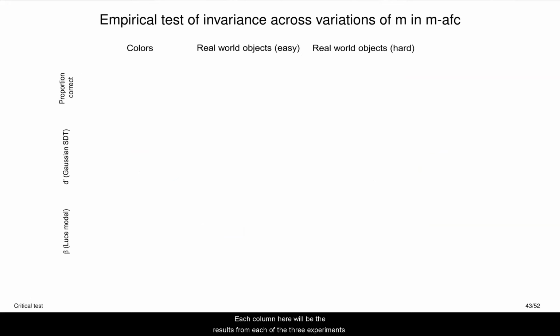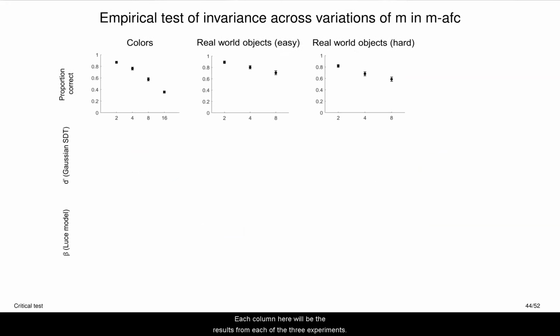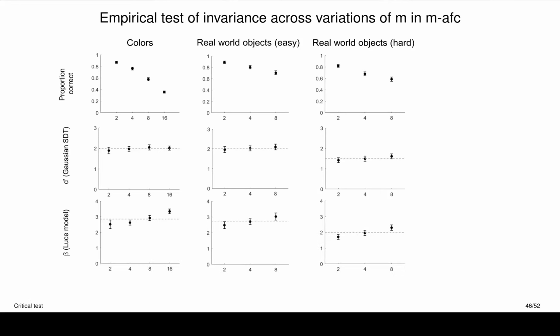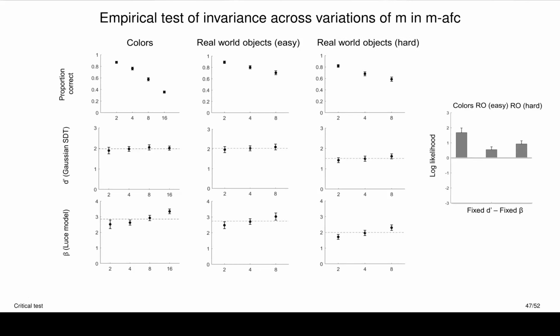Each column here will be the results from each of the 3 experiments. First, I'll show you percent correct, and as you can see, it decreases in the expected way as the number of alternatives increases. Now here are the d prime estimates from the same experiments, and based on visual inspection, you can see they all appear to fall on a flat line. And here are the beta estimates from the Luce model. As you can see, they tend to diverge from the flat line.